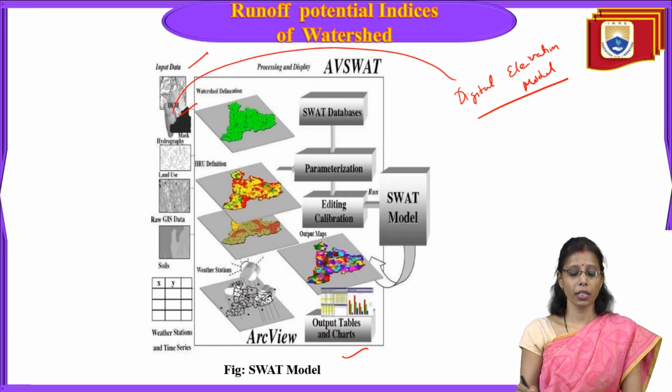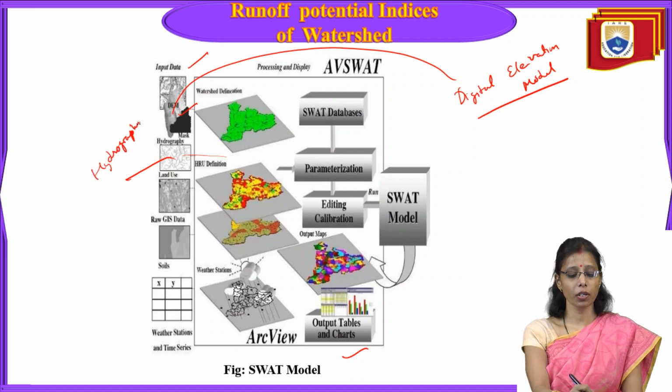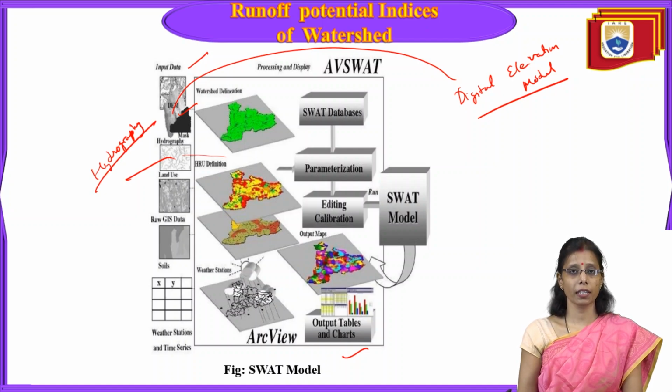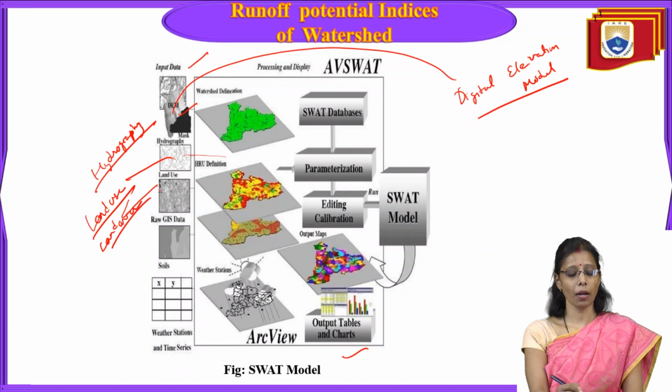Once you input the DEM, you have this hydrography map. The second thing here is hydrography. It will show you the hydrological features, like the water bodies present in that area. Then you have a map called land use, or land cover, you can say. So we have this map, and we have raw GIS data.